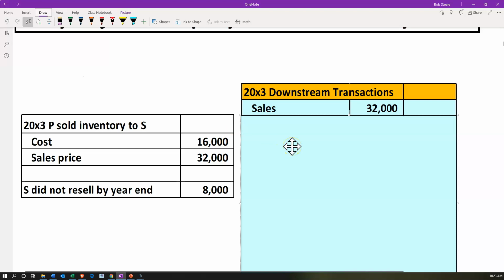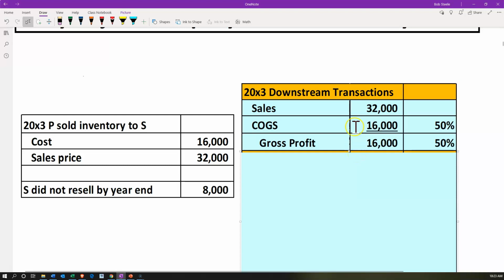So we're going to pull this data then from the information. This information to the left was gotten from our data. So the data said that in 2000X3, P sold inventory to S. Sales price is going to be that 32. The cost of goods sold is going to be that 16. And that means the gross profit, 32 minus the 16, is 16,000. 16,000 divided by the 32 will give us the 50% gross profit percent. The cost of goods sold percent is also 16 over 32, or 100% minus 50% as well.